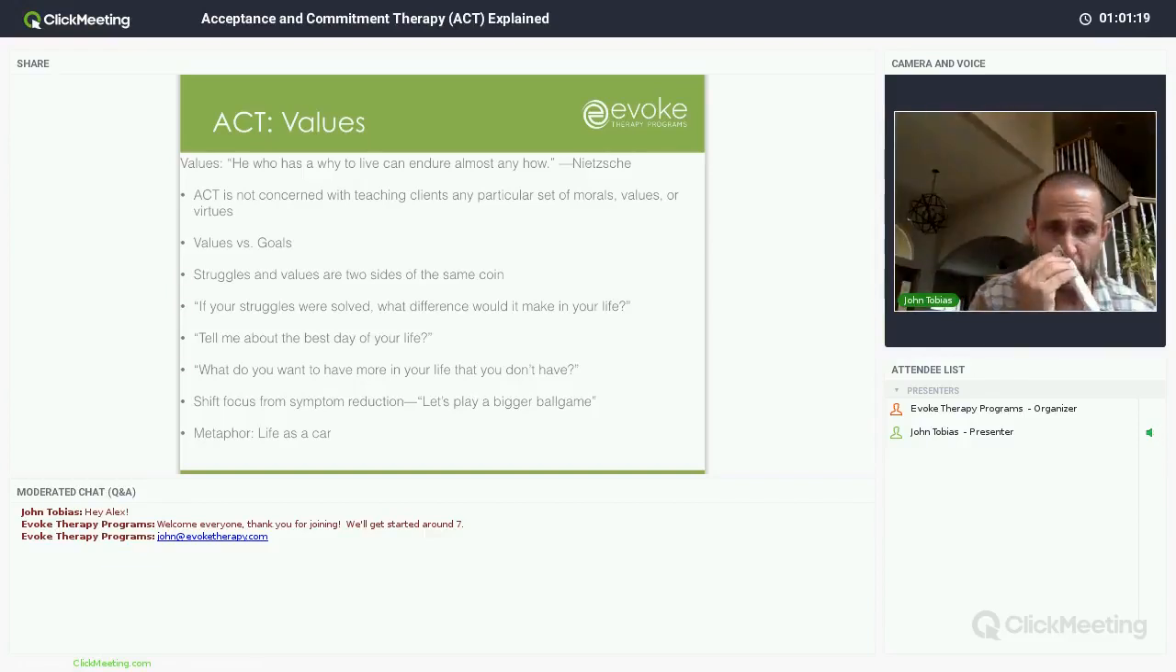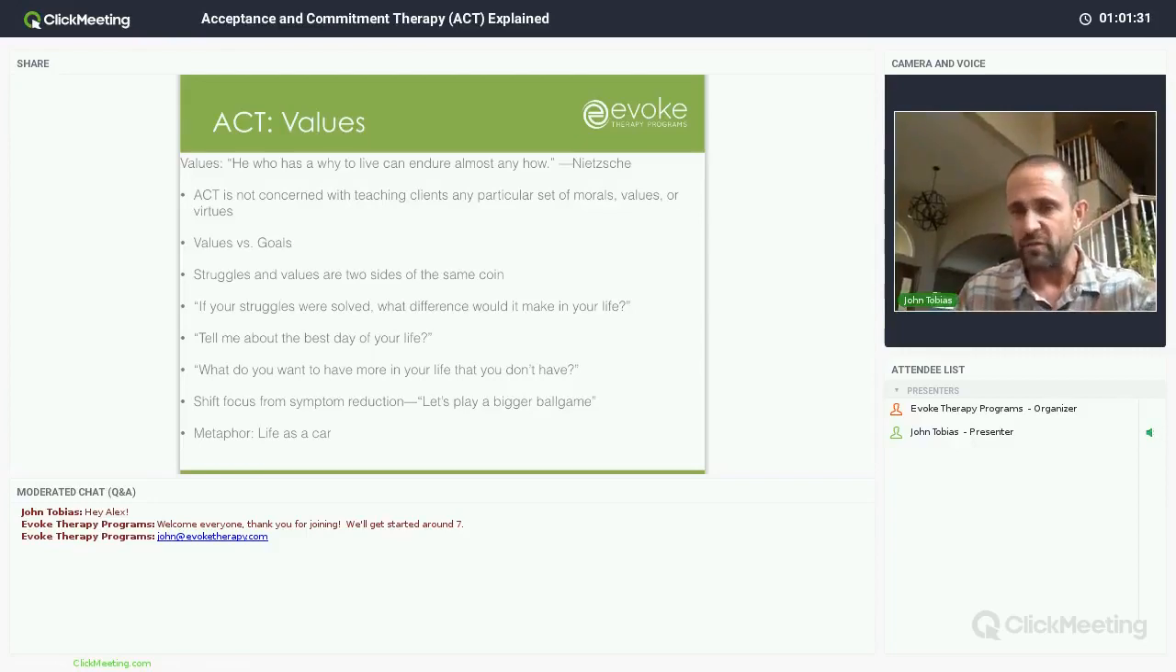So to highlight values, there are a number of different exercises, but one that I use is just asking questions like, if your struggles were solved, what difference would it make in your life? Tell me about the best day of your life. What do you want more of in your life that you don't have? These are all questions that help clients begin to uncover their values. And I say "their" very intentionally.